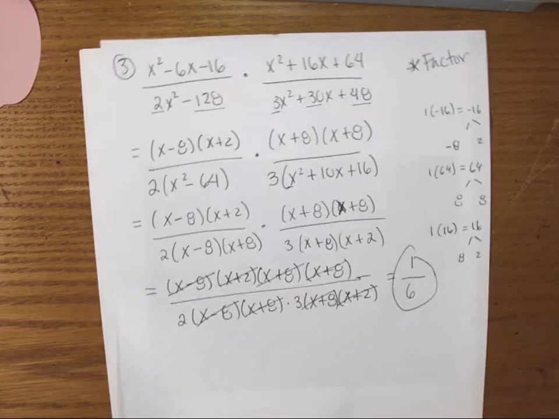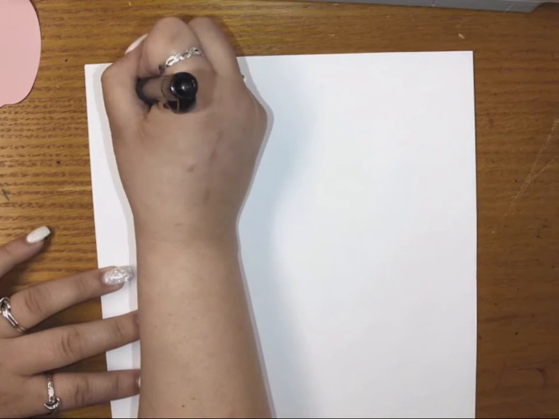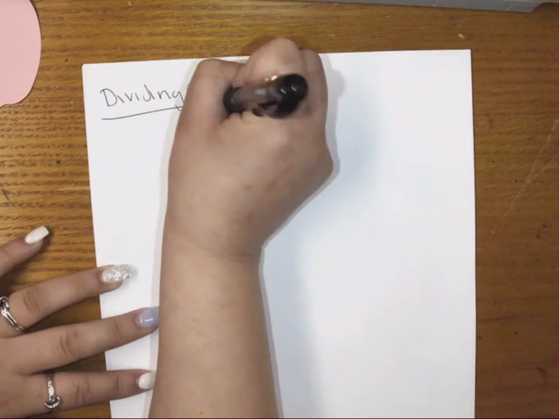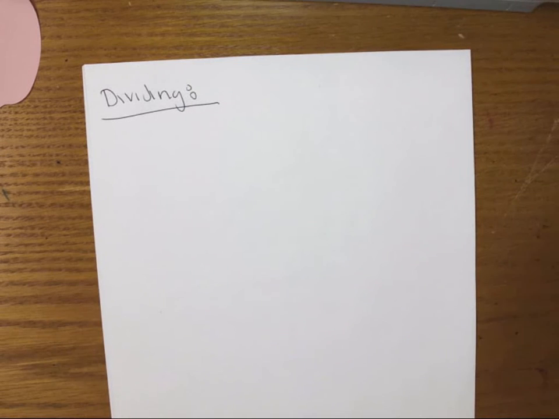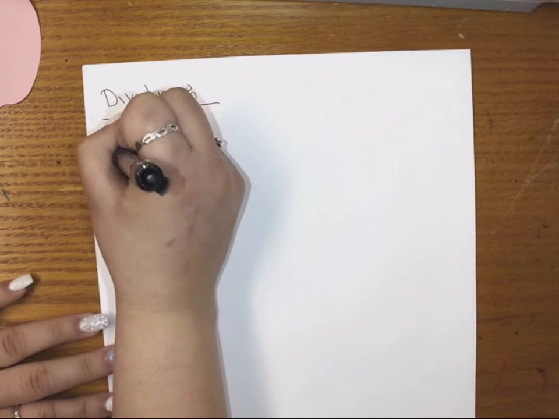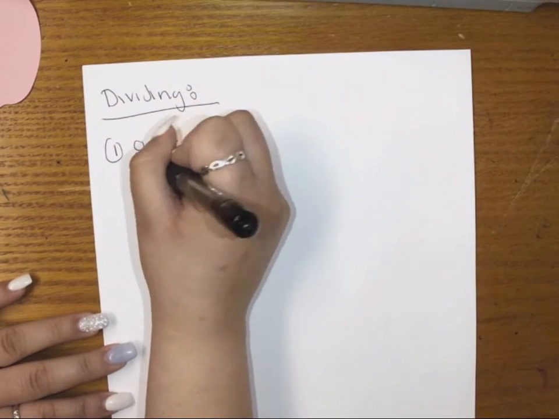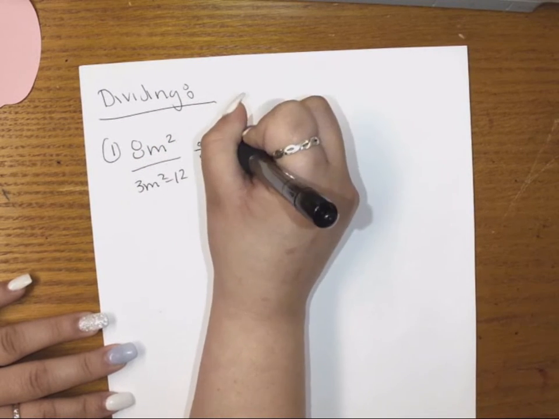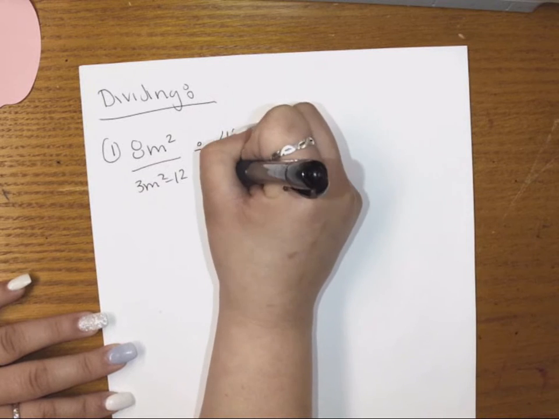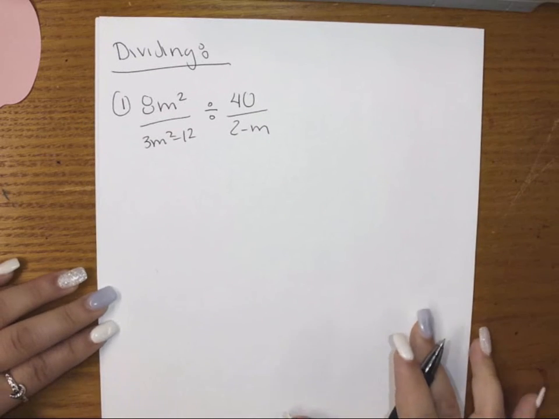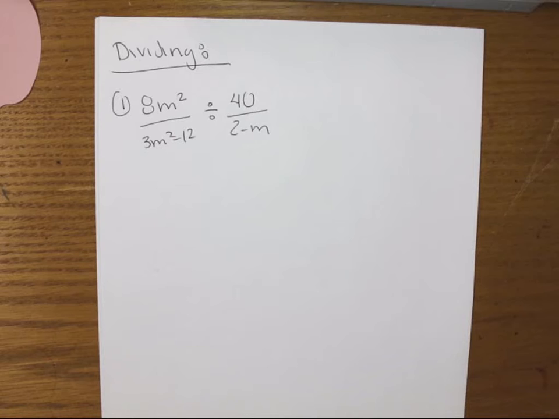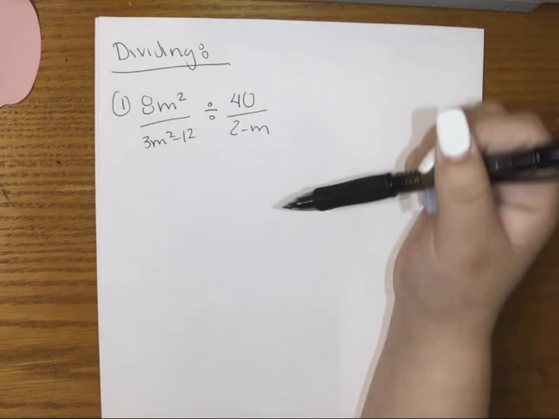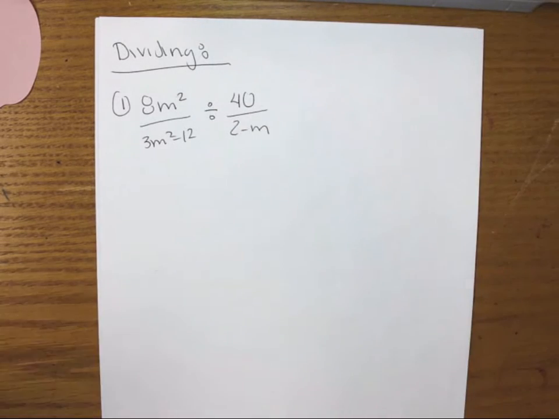So now let's move on to dividing our rational expressions. So if we're dividing rational expressions, if we have 8m squared over 3m squared minus 12 divided by 40 over 2 minus m. So we have a fraction divided by another fraction. Here's the thing. We can't really just straight divide it like that.